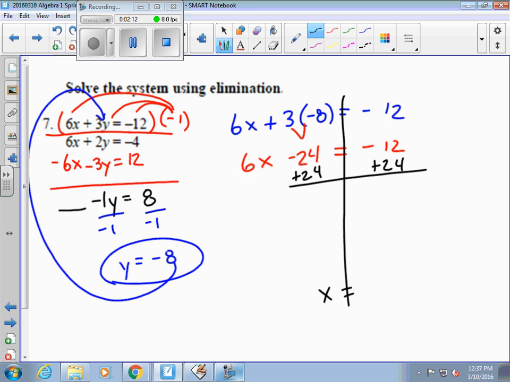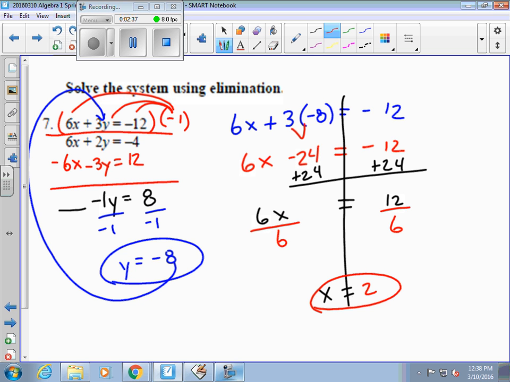-12 plus 24, opposite signs, subtract them. 24 minus 12, and you get 12. 24 is the higher absolute value, so keep it positive. Positive 12 is equal to, we still have 6x on this side. In order to get x by itself, divide by 6 to cancel out 6 times x, inverse operation of multiplication, and divide the other side by 6. 12 divided by 6 is 2. X is 2. Y is -8.